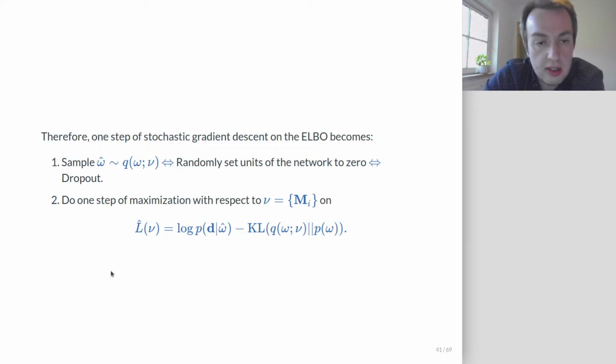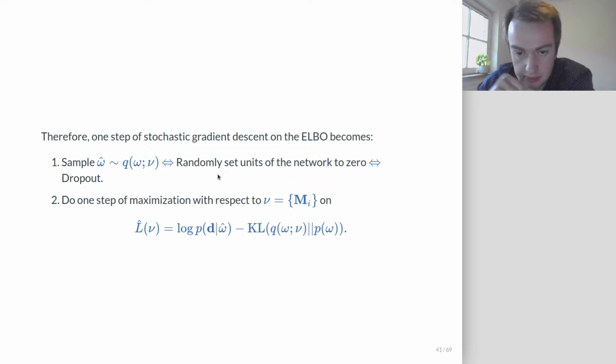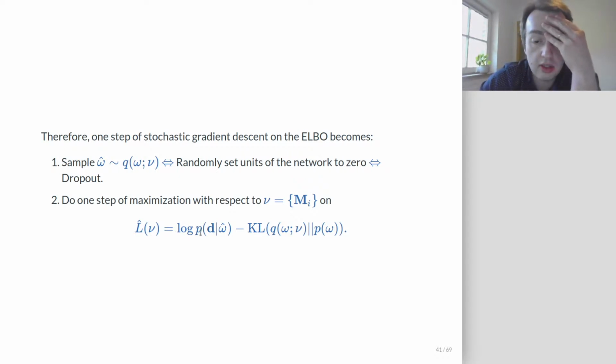Okay, so now let's proceed. One step of stochastic gradient descent on the ELBO, as we would like to do when we run Bayes backprop, would look like this. First, we sample some omega hat from Q. But I've just shown you that this is the same as randomly setting units in the network to 0, and that's just what you do when you do dropout. And then you still have the second step, which is doing one gradient step of maximization over this loss, in which you want to maximize the log likelihood of the data for that particular configuration of the parameters minus the KL between Q and P.